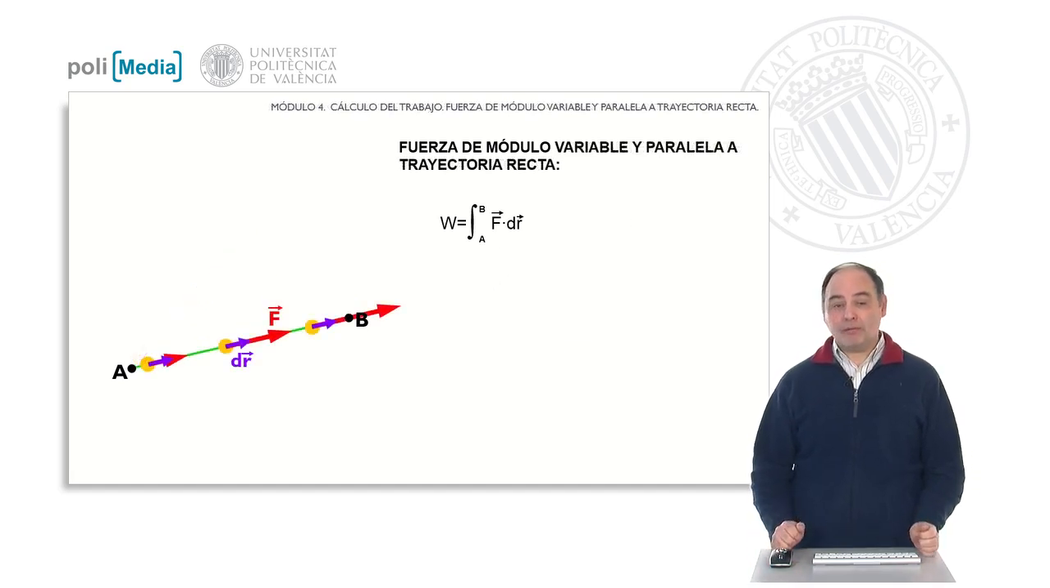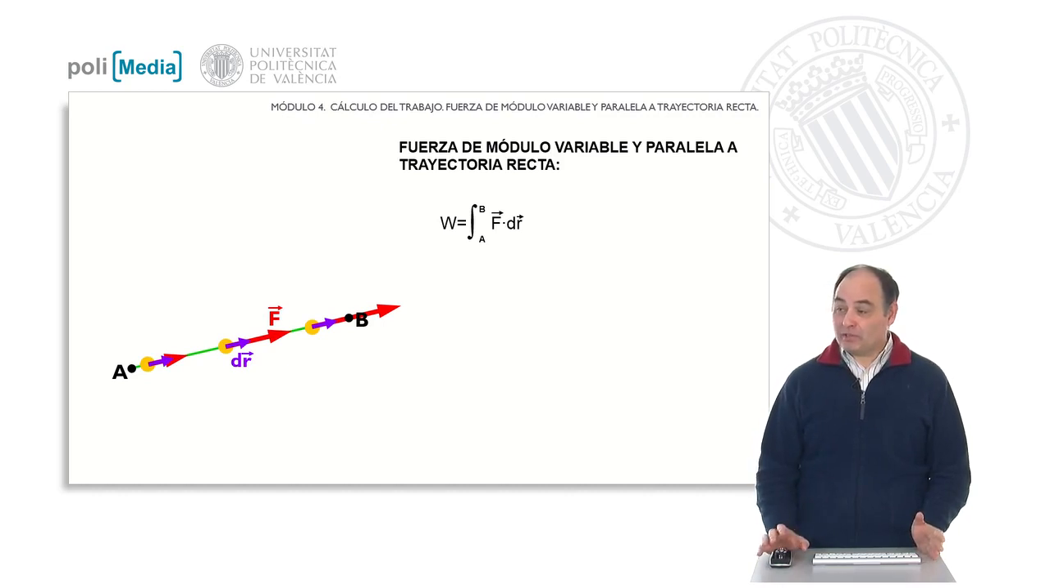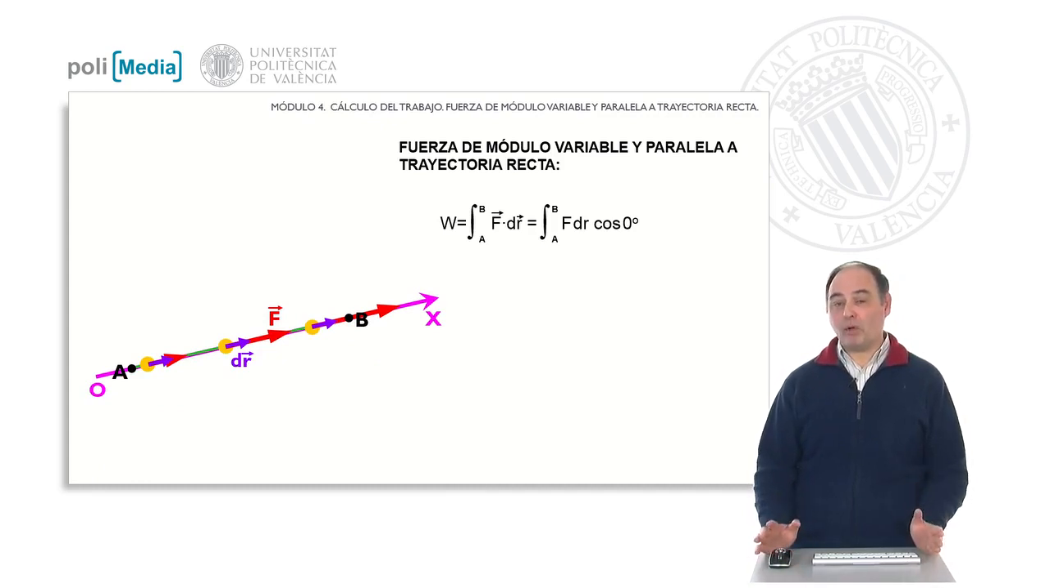The last case we are going to see, the most complex of all the ones we are going to analyze here, is when the force has variable modulus and is parallel to a straight path. As we see here, the force changes its modulus, but it is always oriented exactly the same as the trajectory, which in turn is straight. In that case, the development leads us to this expression, F times differential of r times cosine of 0 degrees. Since we know that the cosine of 0 is 1, I will be left with the integral of F times differential of r.